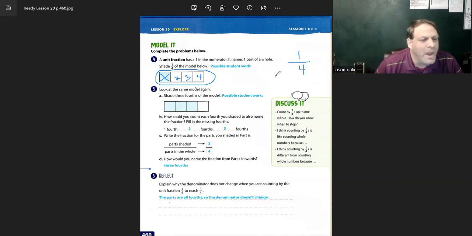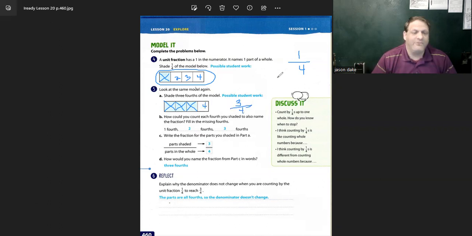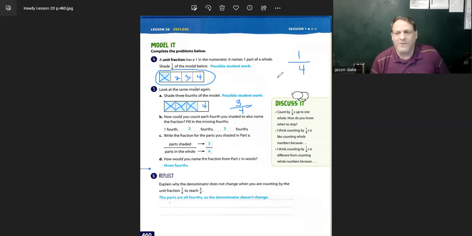Number 5. Look at the same model again. Shade 3/4 of the model. Now, in your workbook, these are probably going to be blank and you're going to have to shade them in, but I'm just going to X them in. Shade 3/4. So I shaded 3, and there are 4 blocks. 3/4. I think we did this exactly in the last video, didn't we?